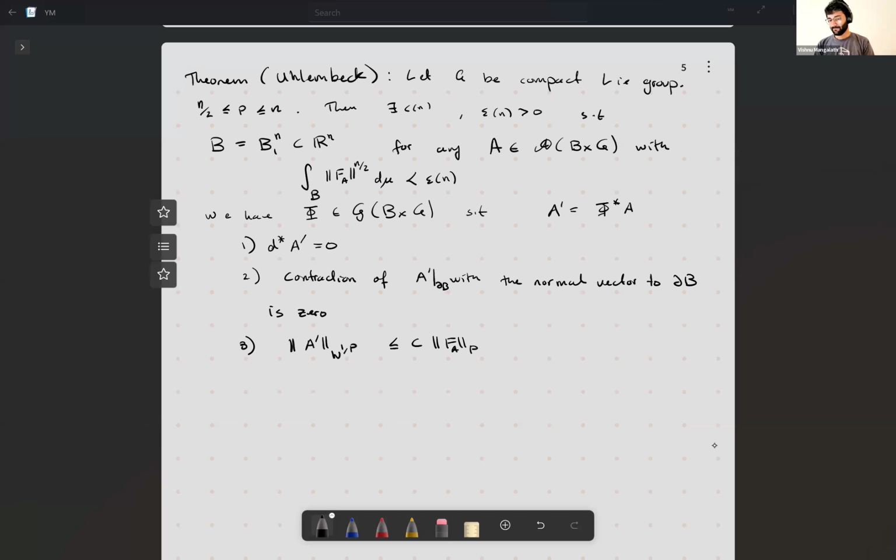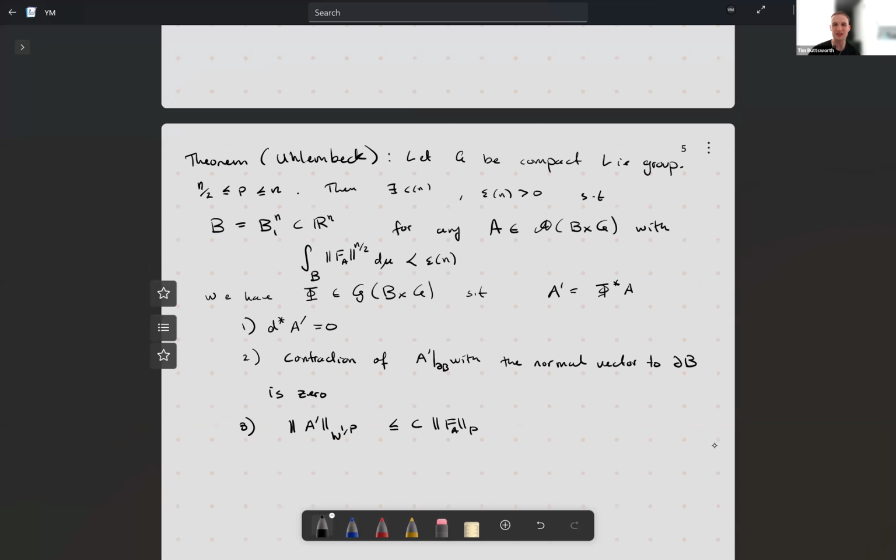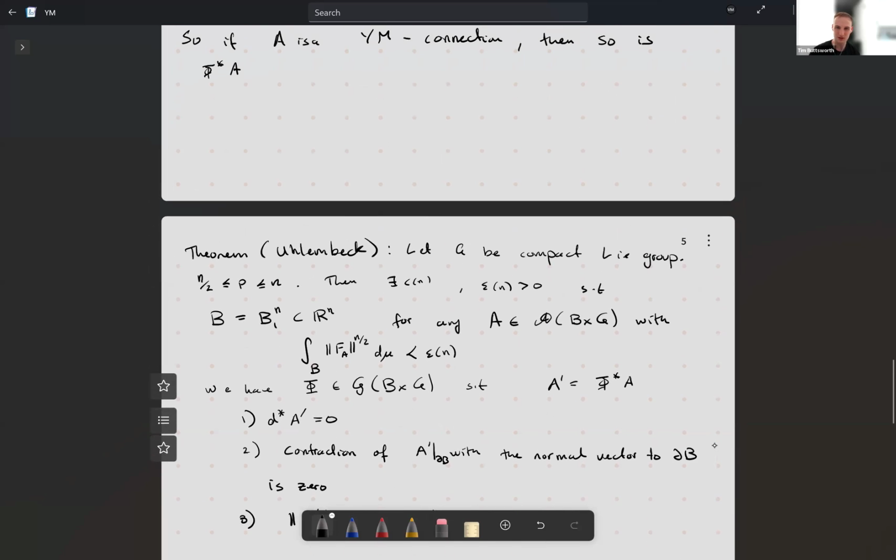I have a couple of questions. Would you mind sharing your screen again? Maybe the answer to this question is I need to remember the notation, but you're assuming that A is a Yang-Mills connection from the get-go in this theorem?